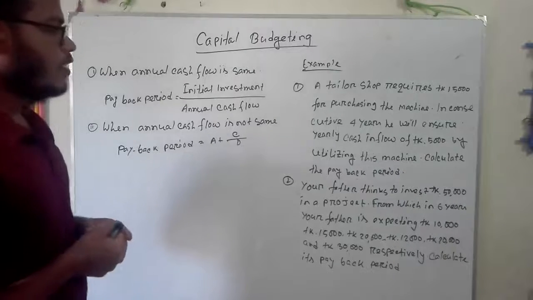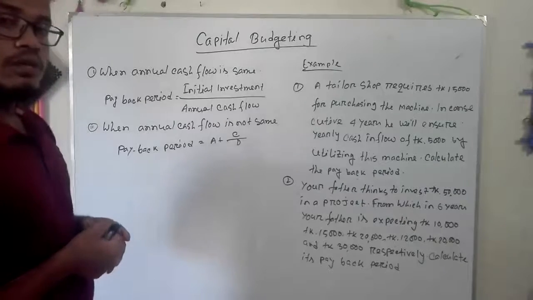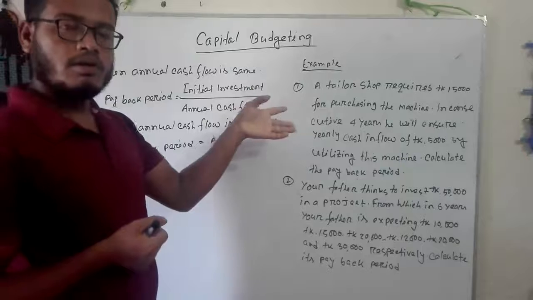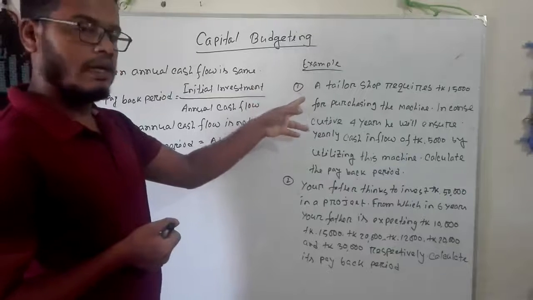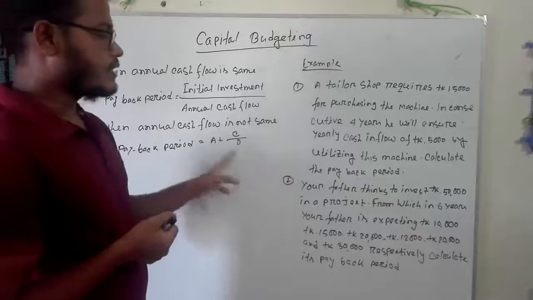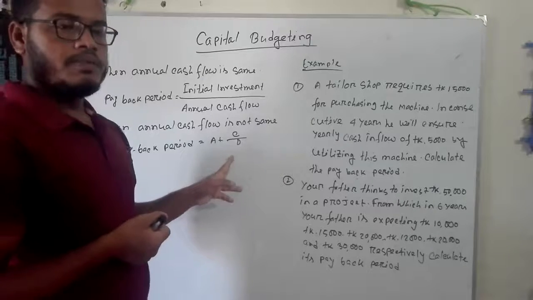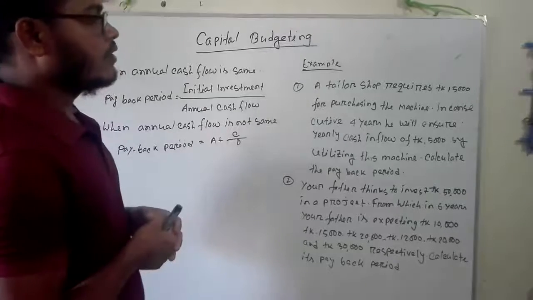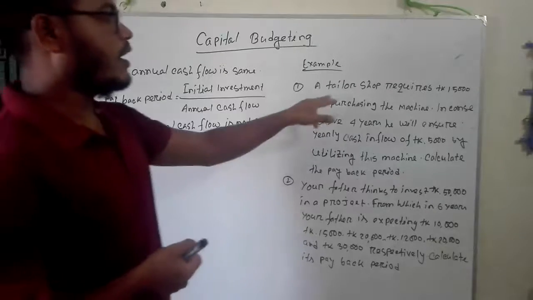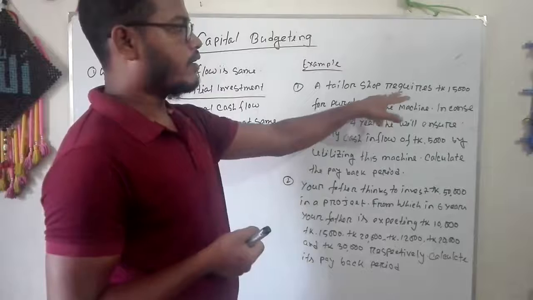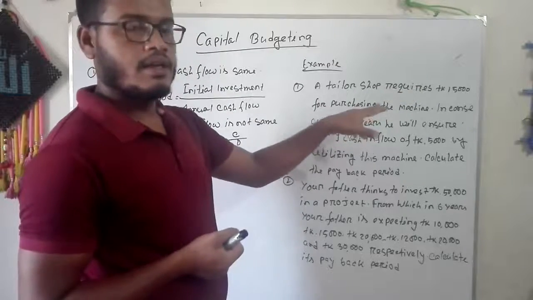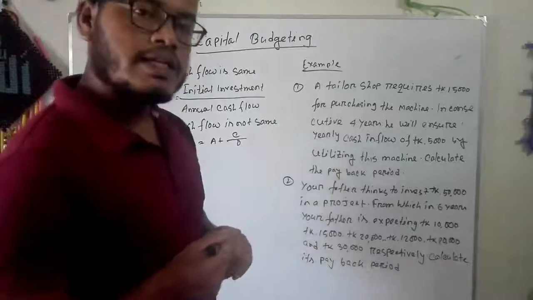So dear students, you will also see there are two examples. In the first example, I am applying the first formula. In the second example, I am applying the second formula. So dear students, I am describing the first example. Here in the first example, a tailor shop requires taka 50,000 for purchasing the machines. It's also called initial investment.